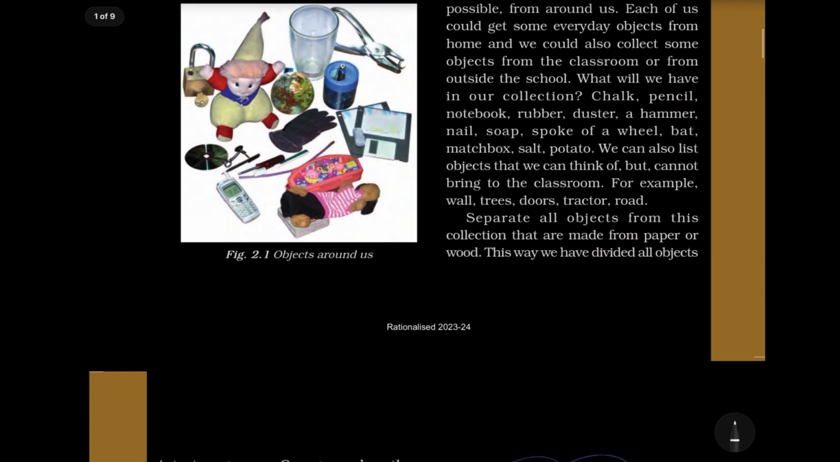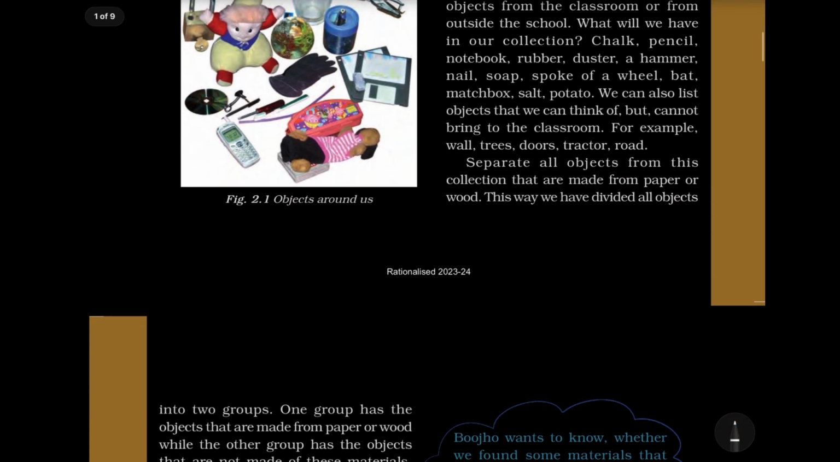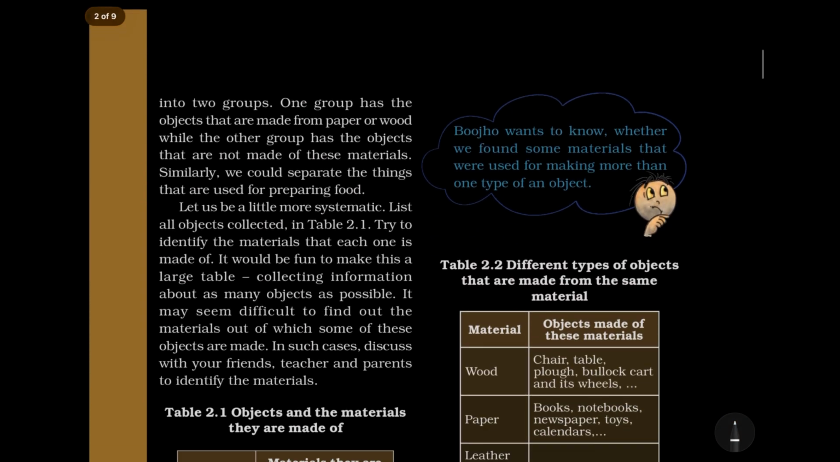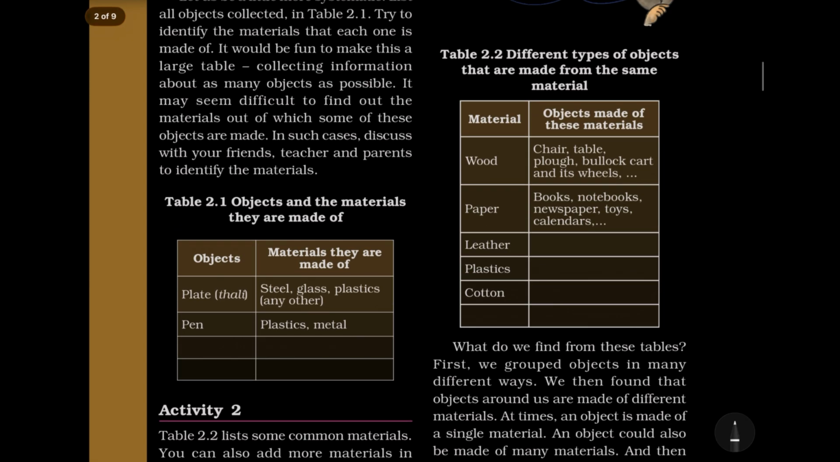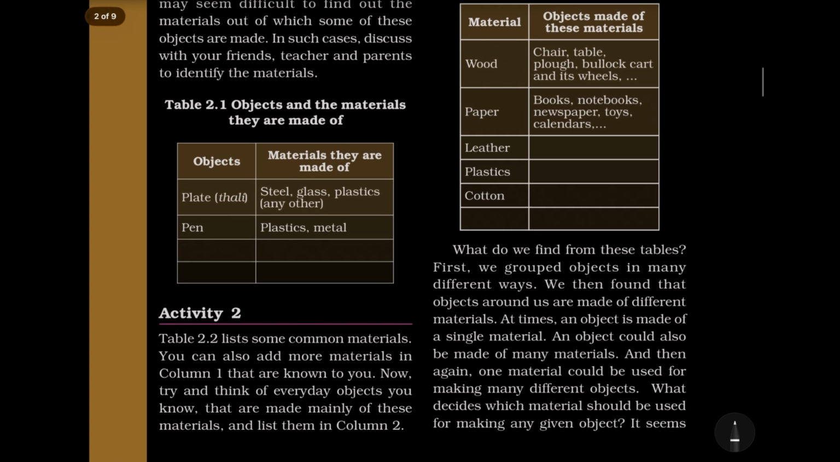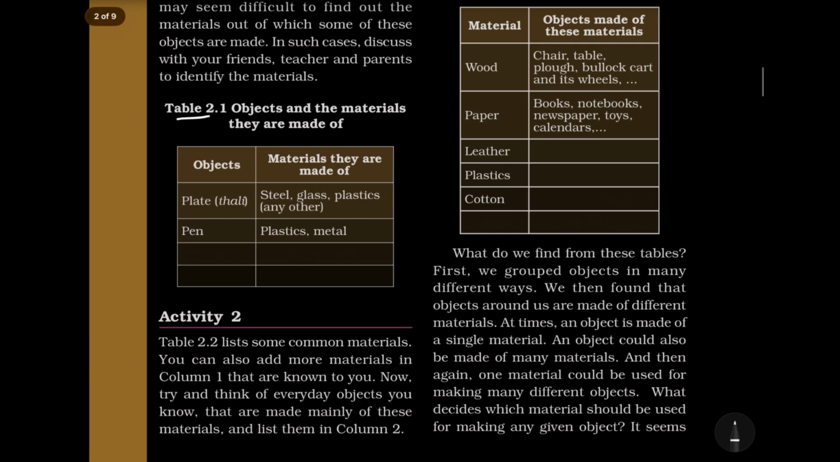So this is a small, simple activity that you should do at home. What does this activity mean? Do not read this entire thing because it is not necessary. After this, you can see the table 2.1. What does table 2.1 say? You should make a column of objects and the materials they are made up of.